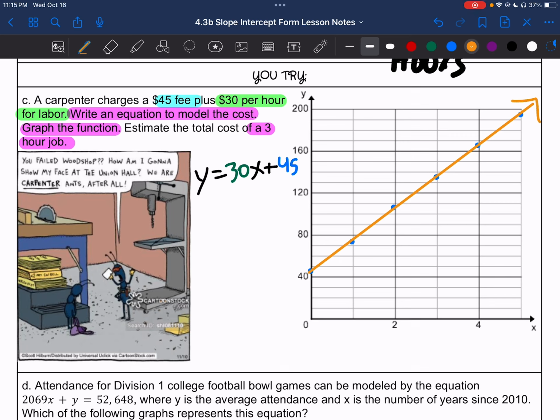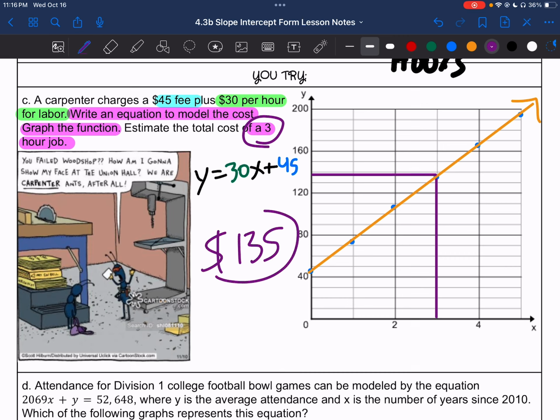We have written our equation. And now it says estimate the cost of a 3-hour job. Well, I'm going to go up to the graph at 3 hours. And then I'm going to go over to my axis, and I'm right in between. That's 120, 130, so it'd be about $135. And that's going to be my estimate for a 3-hour job.